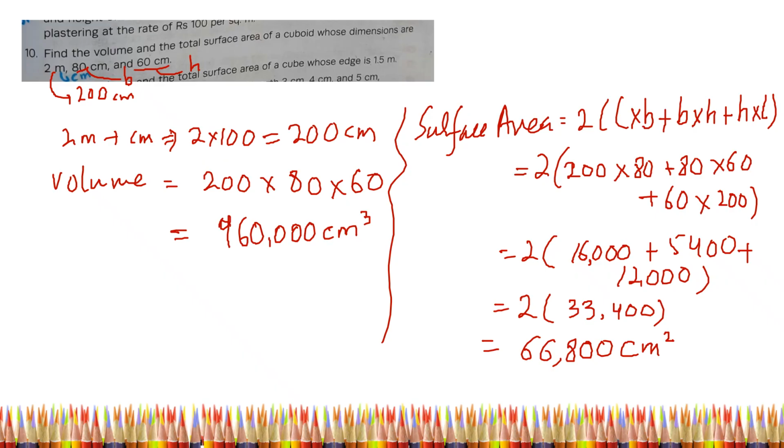Now we had to tell the surface area. So the surface area is equal to 66,800 centimeter square. Now again, if you want to convert it into meter square, you will divide it by 10,000, which is when it's asking you for conversion, you can convert it. Otherwise, it is fine to take this as the final answer.